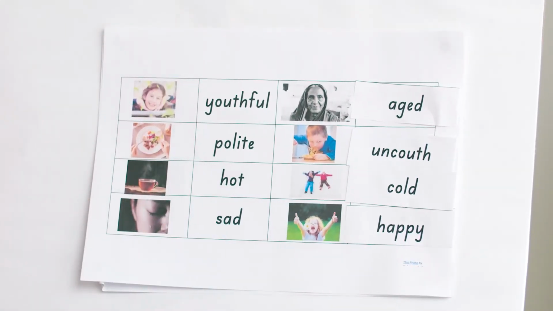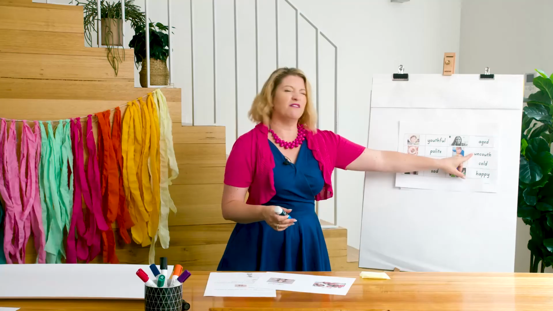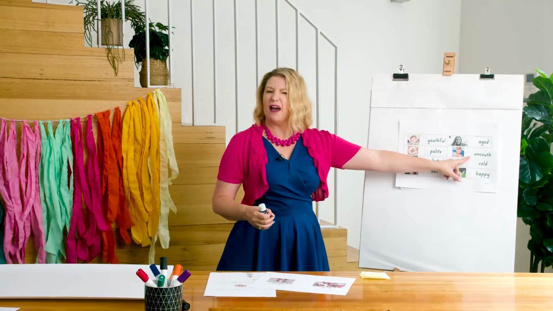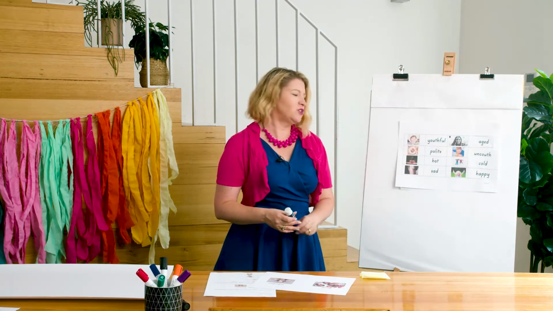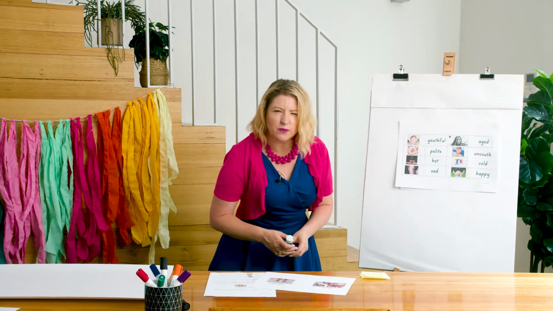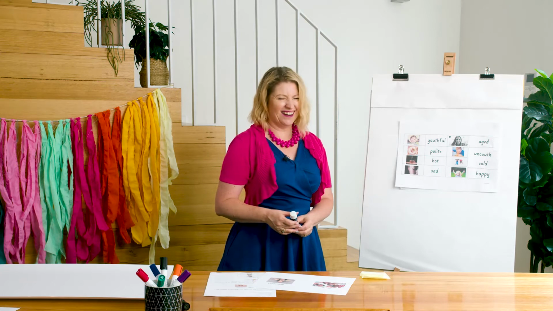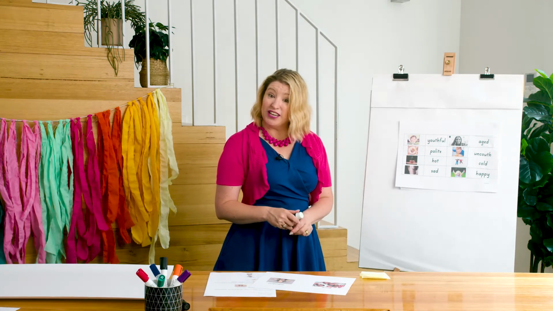Did you guess some of them? I know that uncouth might have been a bit tricky. I don't reckon anybody got that one without any help. You might have, but I think that one was a bit tricky. I think we need a bit of help with that one. And aged was a little bit tricky too, but I think cold and happy, you would have been jumping right on those ones. You would have known those ones really quickly, am I right? Yeah, I know.